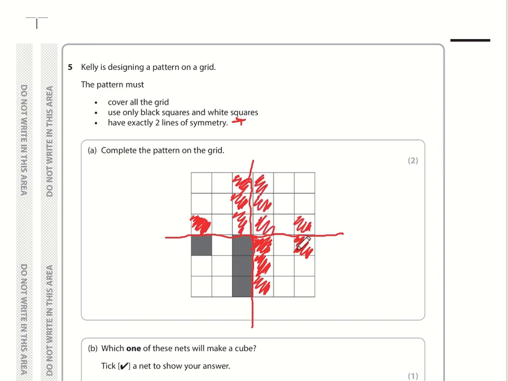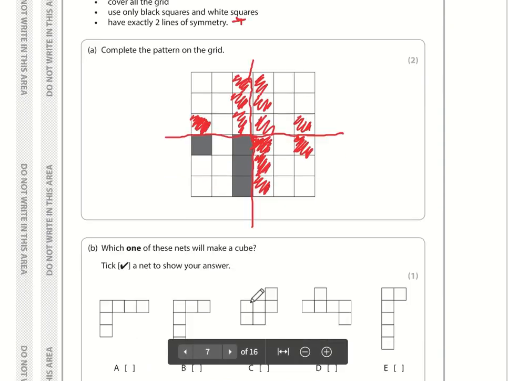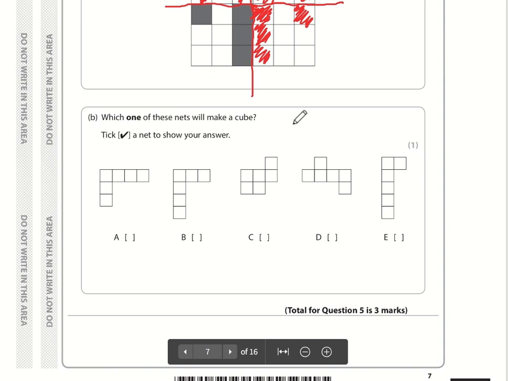There we go. So I filled it in, and now it has 2 lines of symmetry. Okay, which one of these nets will make a cube?